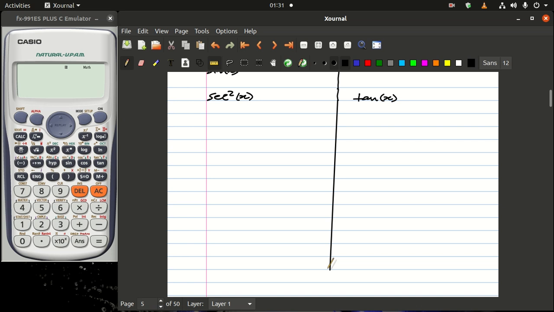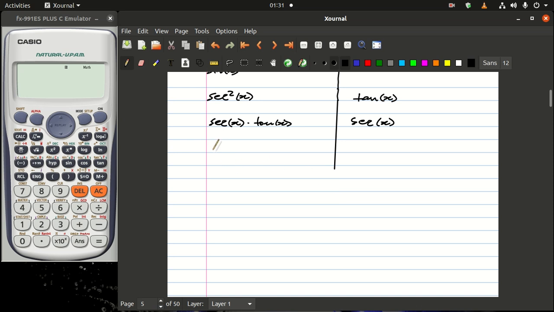And then the next thing is, we also said that sec of x times tan of x was actually the derivative of sec of x. So this was the derivative of that. In other words, this one is the antiderivative of this thing here. The next one is the last one here.